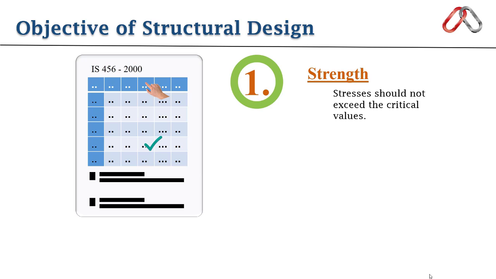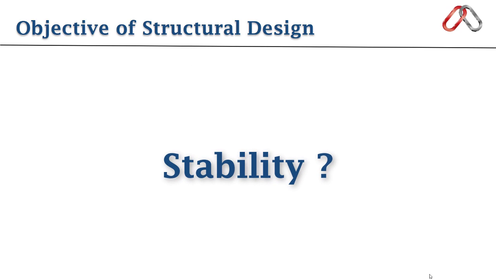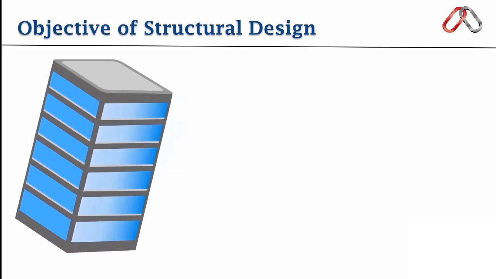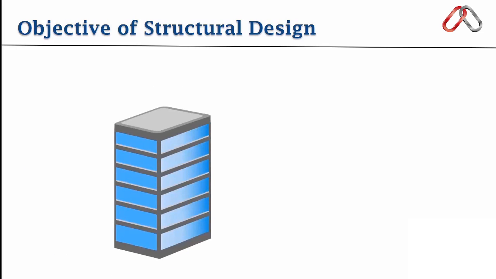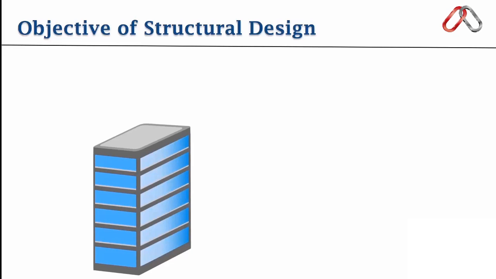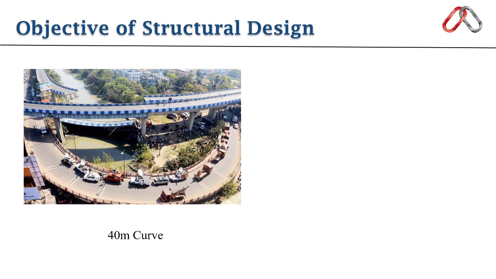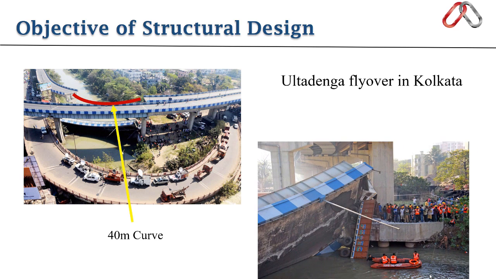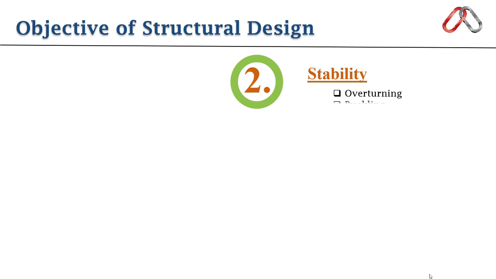Hence, the first point is strength of material, and we have to ensure that stresses induced should not exceed the critical values. After that, your structure is strong enough, but you have to check its stability. The building or structure you design may overturn, it may buckle or slide. You can see here a 40-meter curve of the Vivekananda flyover in Kolkata collapsed due to instability. Hence, the second point is stability. Overturning, buckling and sliding must also be prevented.